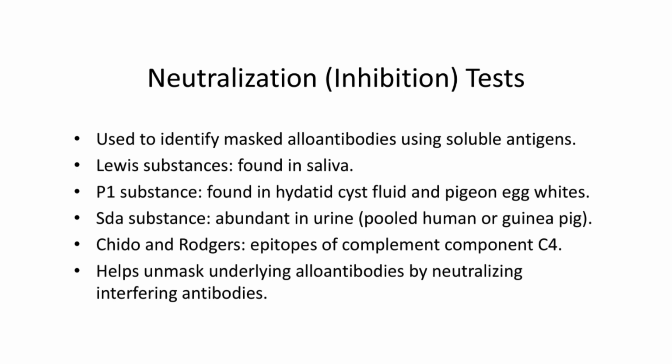Lewis substances, which are found in saliva. P1 substance, present in hydatid cyst fluid and pigeon egg whites. Sd^a substance, which is most abundant in urine, particularly pooled human or guinea pig urine. Chido and Rodgers substances, which are epitopes of complement component C4. These substances help unmask underlying alloantibodies by neutralizing interfering antibodies.